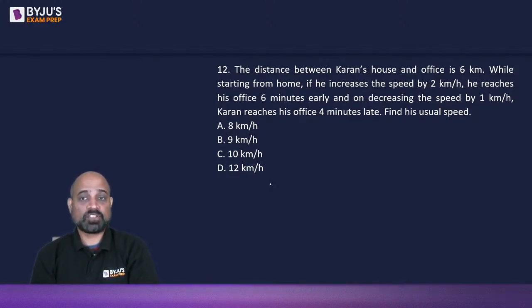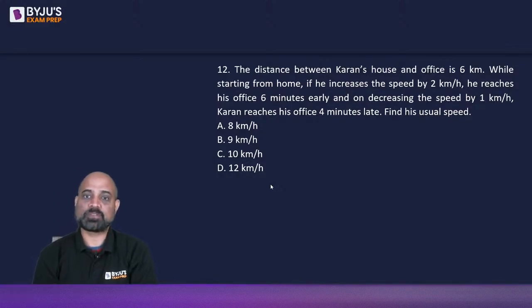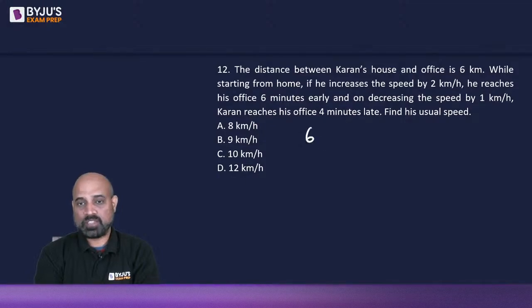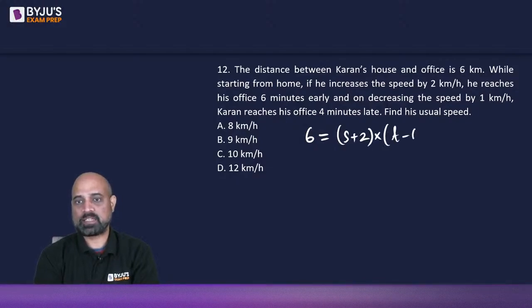Okay, the distance between Karan's office and house is 6 kilometers. While starting from home, if he increases the speed by 2 kilometers per hour, he reaches his office 6 minutes early. And on decreasing the speed by 1 kilometer per hour, Karan reaches his office 4 minutes late. Find his usual speed. So as per the question, this 6 kilometers, if he increases his speed by 2, he reaches his office 6 minutes early. And same 6 kilometers के लिए, if he decreases speed by 1, he reaches his office 4 minutes late. So it's t plus 4.